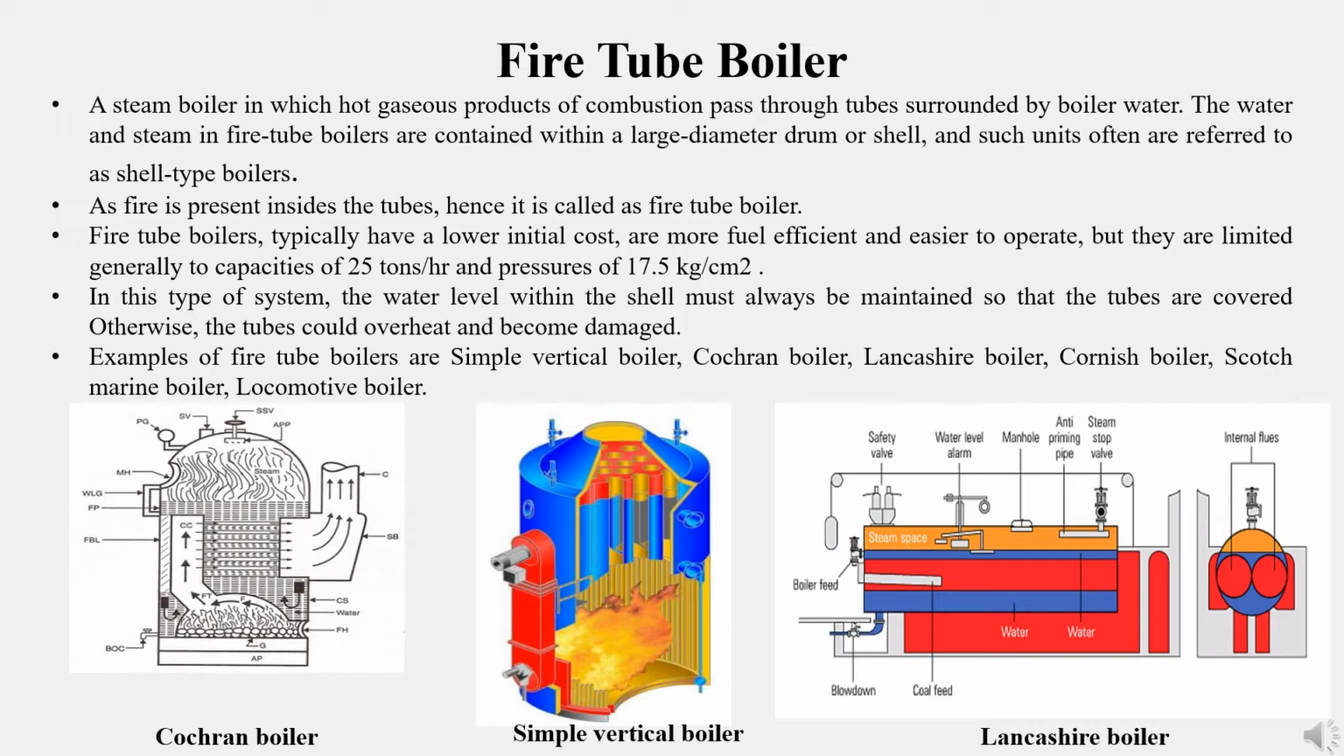The water level within the shell must always be maintained so that the tubes are submerged underwater. Otherwise, the tubes could overheat and get damaged. Fire tube boilers are generally used in steam locomotives, small scale industries, marines, etc. Examples of fire tube boilers are simple vertical boiler, Cornish boiler, Scott marine boiler, etc. Few examples of fire tube boilers can be seen here.